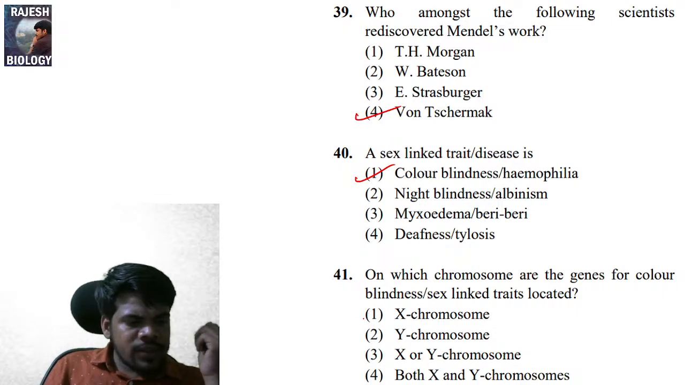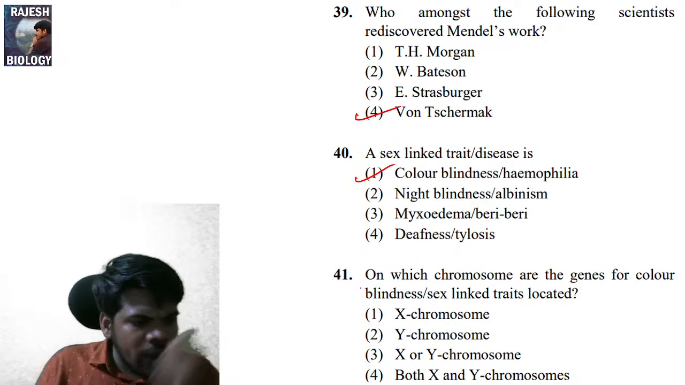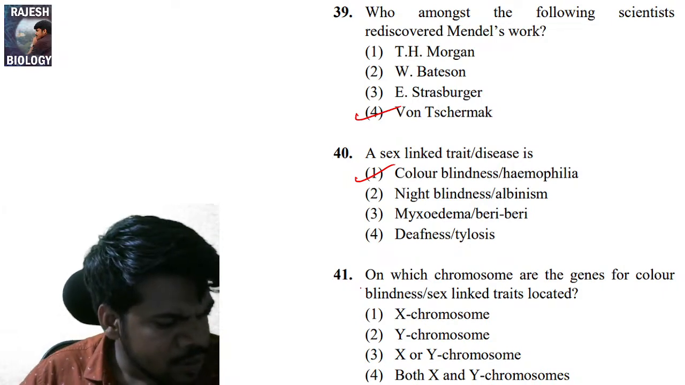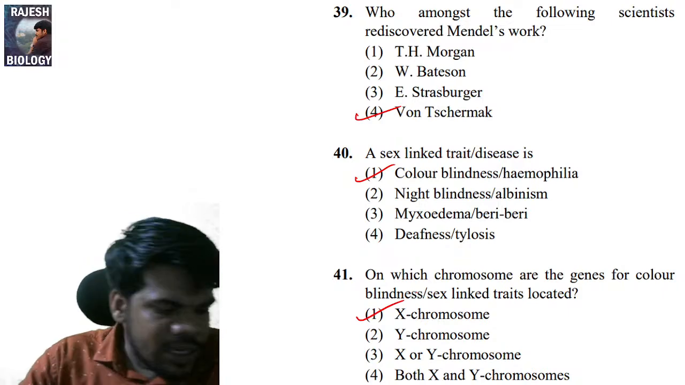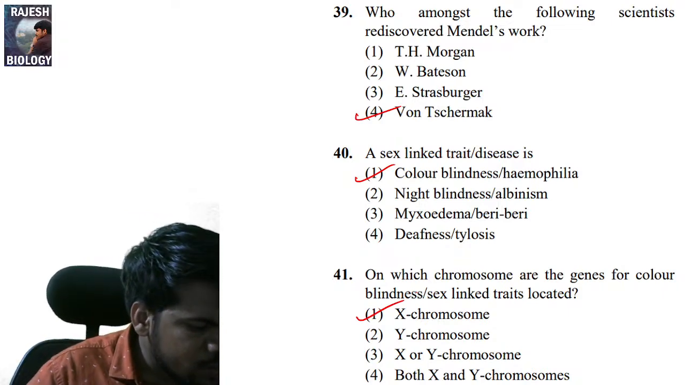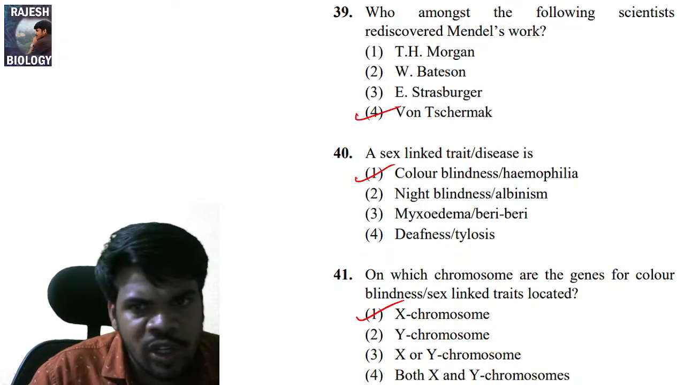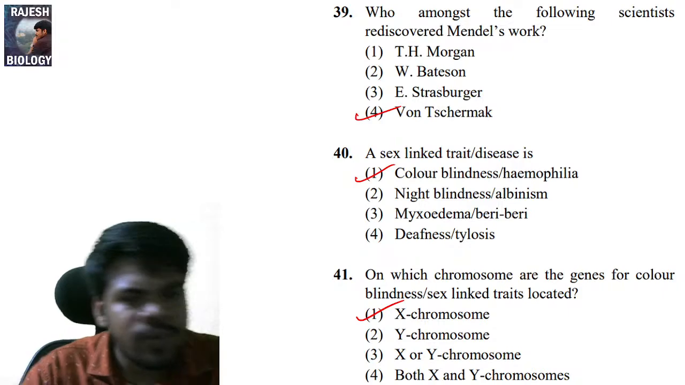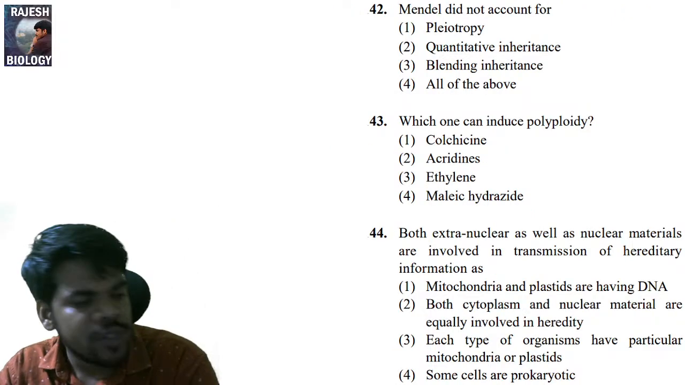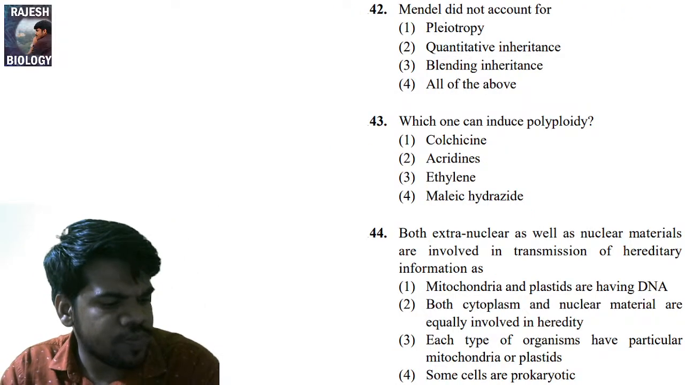Color blindness. It is also a very easy question. 41, option 2, Y chromosome. Jnaneshwari, wrong. Color blindness is related to the X linked. 41, option 1. Yes, Carl Correns, von Schermach, and Hugo de Vries. These are the three scientists. Very good, Chinnu. Perfect. Come to the 42.